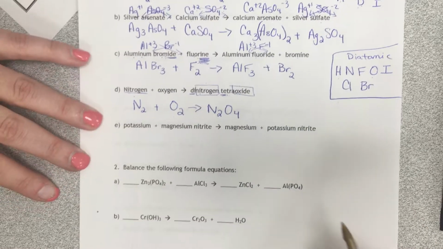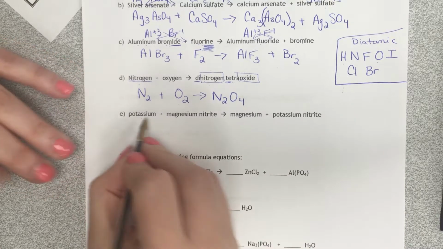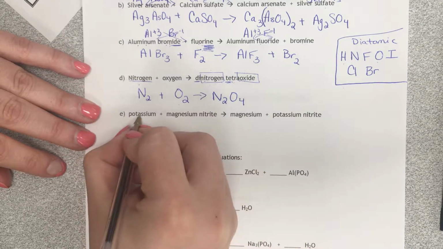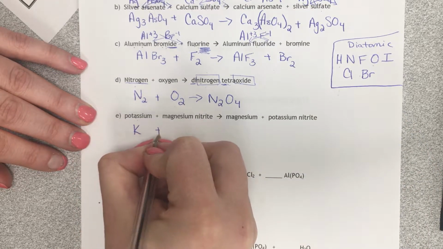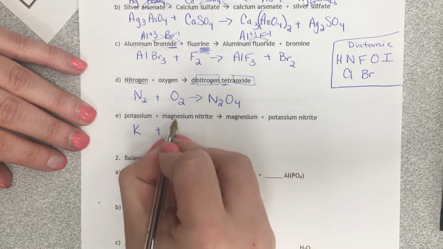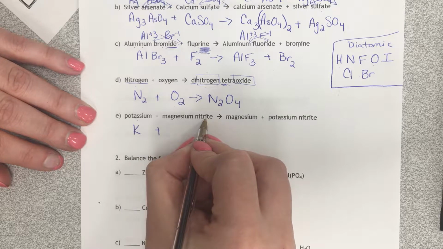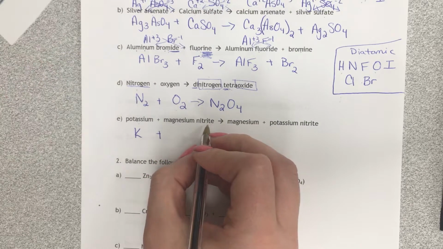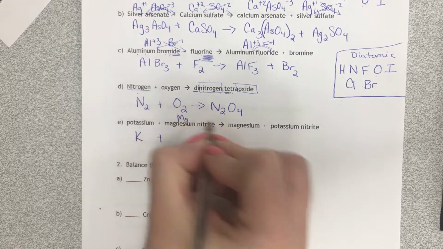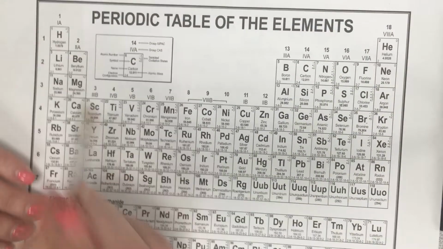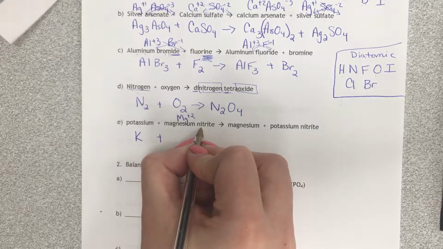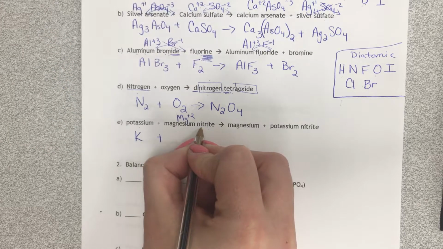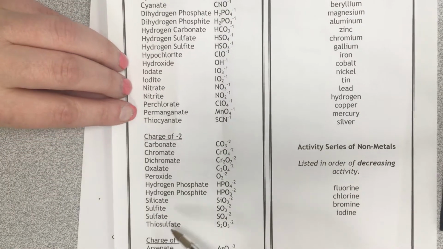Okay? Moving on. Potassium, magnesium nitrite. So potassium is not on our list, okay? So we just bring it down. Magnesium nitrite, so magnesium is a metal. This one's a non-metal. So I like to do them up here. Magnesium is a +2 charge. So Mg +2. Nitrite, that's not on the periodic table. If it was nitride, it would be, but it's nitrite. So you find it here.